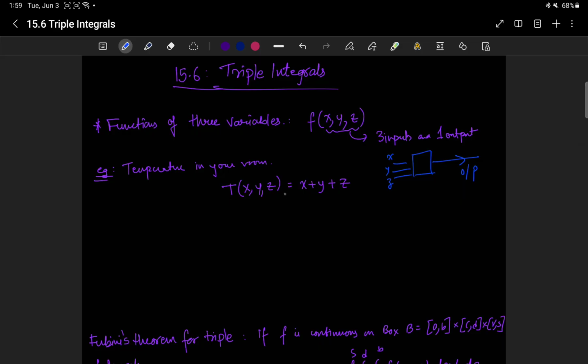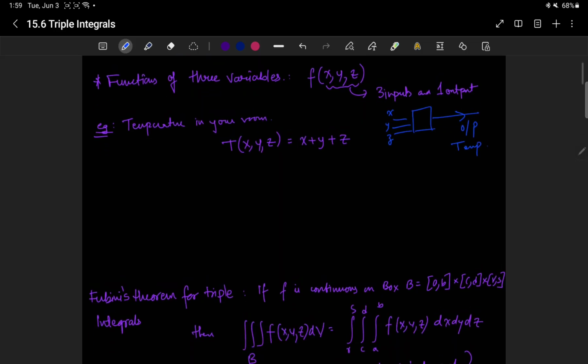For example, the temperature in your room can be given by, say, a formula x plus y plus z, which, I mean, that's not what the temperature would be. But this is an example of a function which is 3-dimensional. It takes x, y, z, and it outputs temperature. So what you can think of is, here's your room, zoomed to be a square. At every point in your room, the temperature is going to be different.